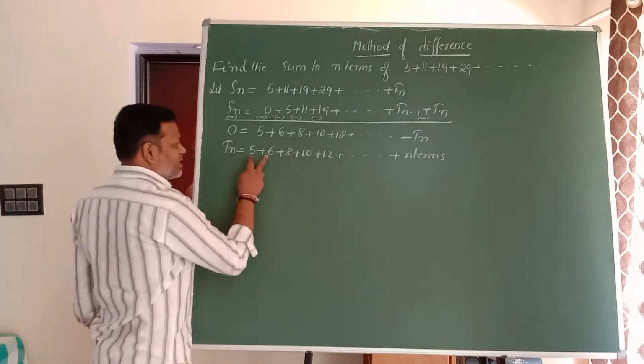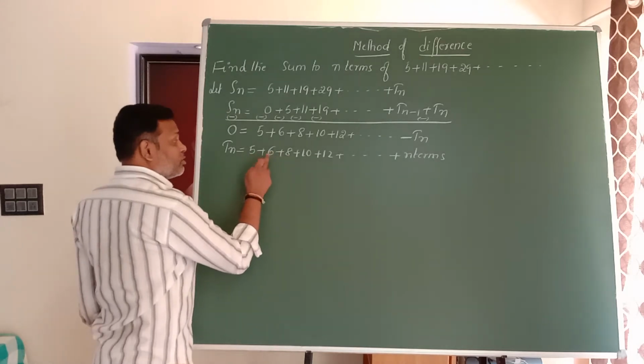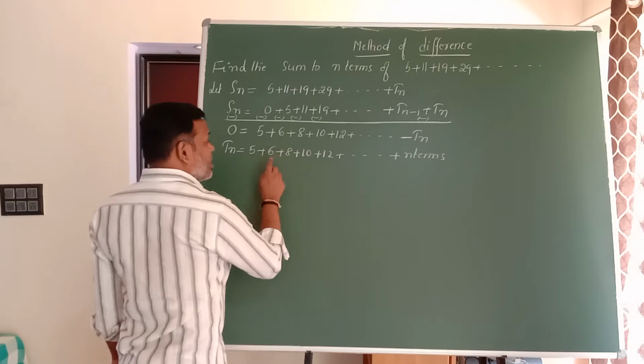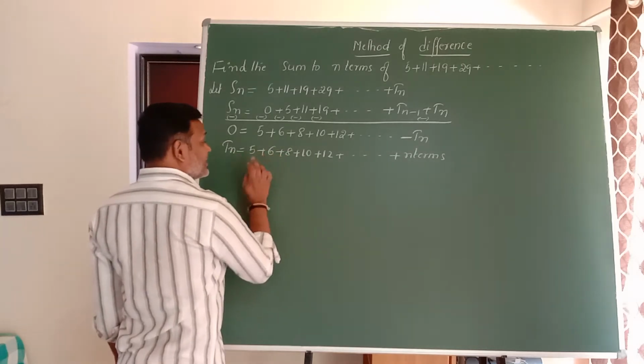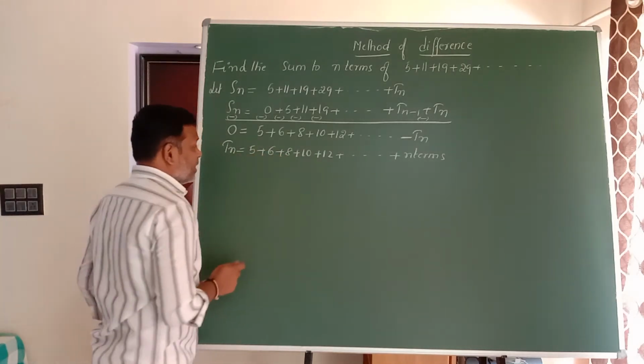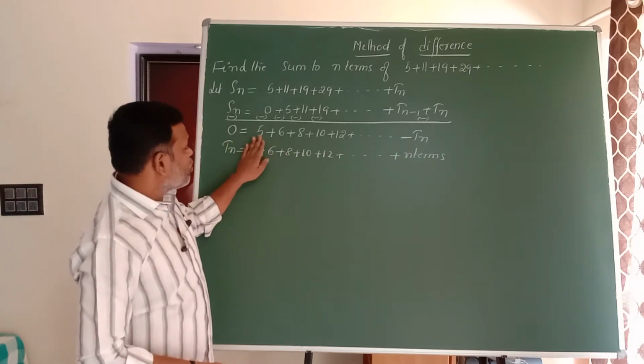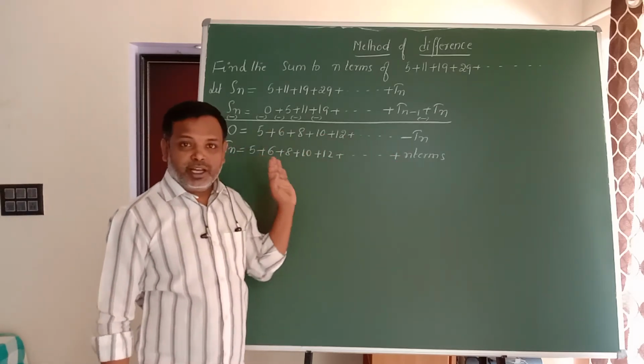Look at that. Difference of 6 and 5 is 1. 8 to 6 is 2. 10 to 8 is 2. 12 to 10 is 2. Therefore, the common difference starts from 6 here. Therefore, we have to exclude 5. Total, there are n terms. If we exclude 1 term, it becomes n minus 1 terms, like that.